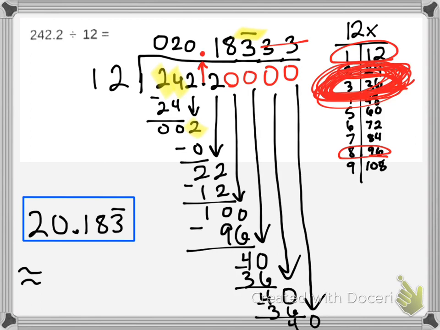Or you can also round. If you get a number that keeps going on like that, you can round to the hundredths place. So in this case, the final answer would be 20 and 18/100.